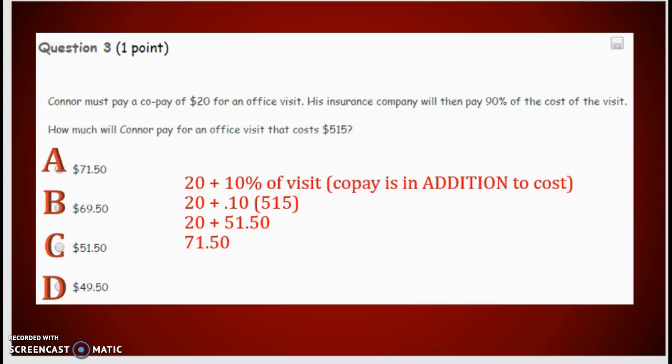And now let's deal with the copay. The copay is in addition to, so it's $20 for the copay in the office visit, but then we take 10% of the entire visit, which would be $515. So 10% of that is $51.50, and that's how we arrive at $71.50.